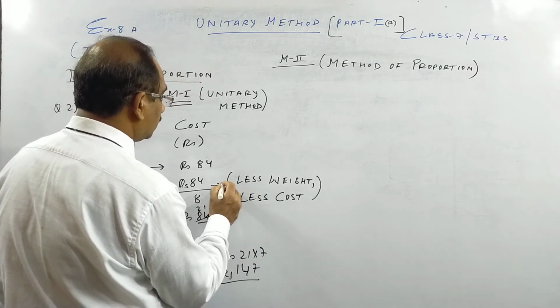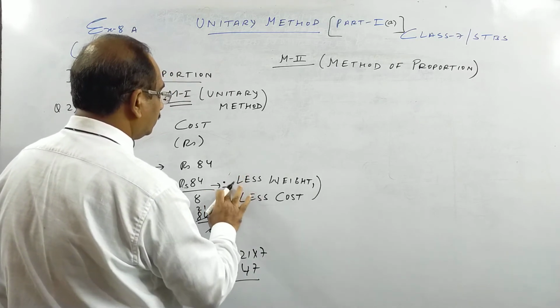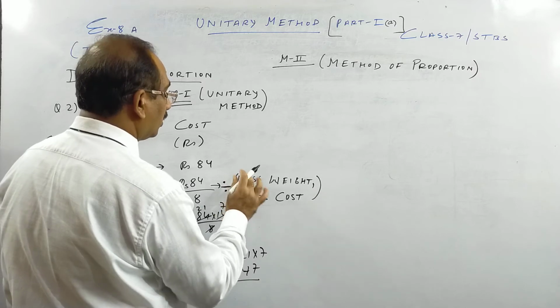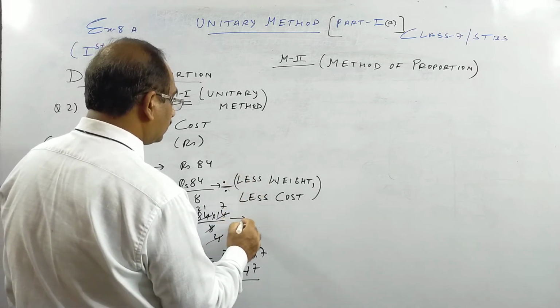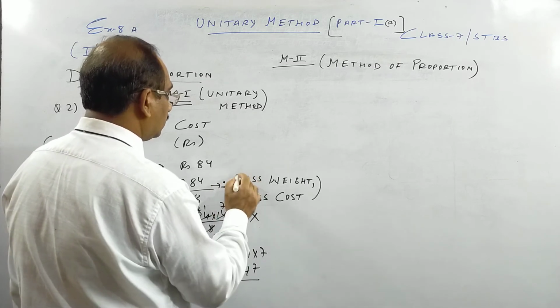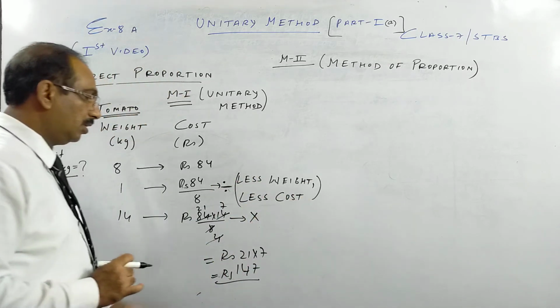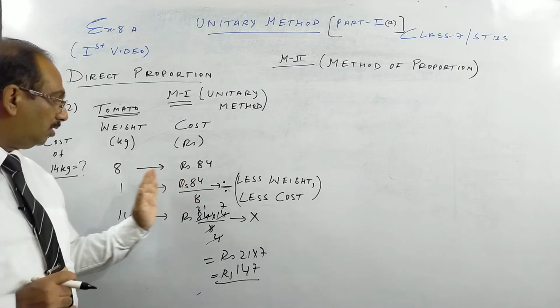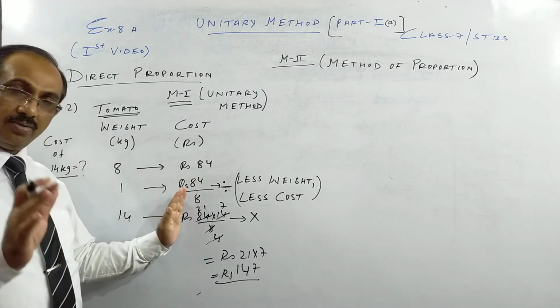And second step, so you can write here division. First step is division. Okay, and the second step is multiplication, as I told you. So the first step is division. Once more, 8 kg weighs 84, 1 kg will weigh less, you divide, don't cancel here.